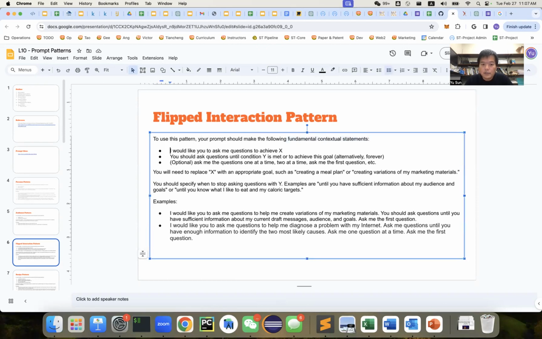I would like you to ask me questions to achieve certain tasks. And you should ask questions until condition Y is met or the scope is achieved. Or optionally, you can also add: ask me questions one at a time, two at a time, ask me the first question. Okay, so this pattern is a little bit different from the other two.